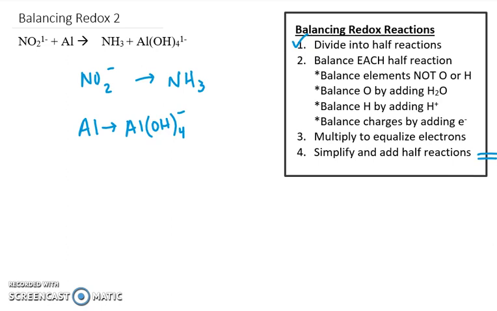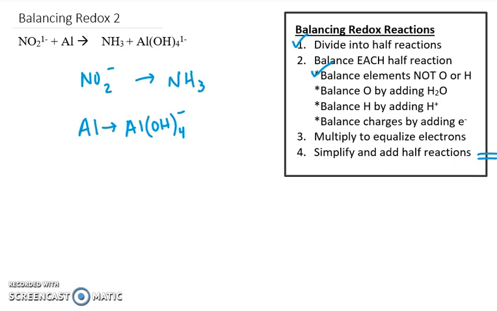So let's start up here, balancing elements not O or H. And if you see, this is another example where in my first half reaction I have one N, that's fine, one Al. So I don't really have to do that first step here in balancing that half reaction. Now we're going to balance oxygens by adding water and H's by adding H+.